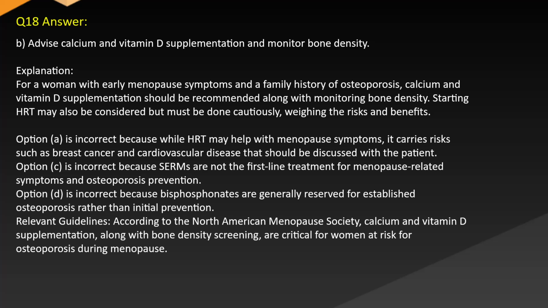Option A is incorrect because while HRT may help with menopause symptoms, it carries risks such as breast cancer and cardiovascular disease that should be discussed with the patient. Option C is incorrect because SERMs are not the first-line treatment for menopause-related symptoms and osteoporosis prevention. Option D is incorrect because bisphosphonates are generally reserved for established osteoporosis rather than initial prevention. Relevant guidelines: according to the North American Menopause Society, calcium and vitamin D supplementation, along with bone density screening, are critical for women at risk for osteoporosis during menopause.